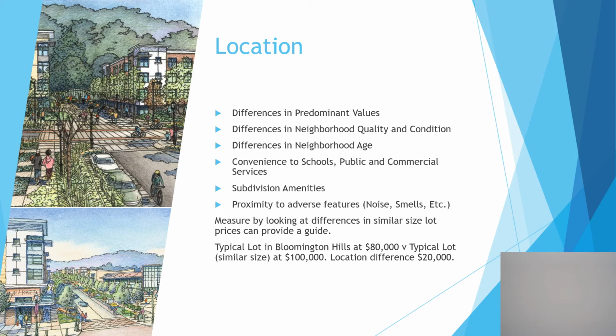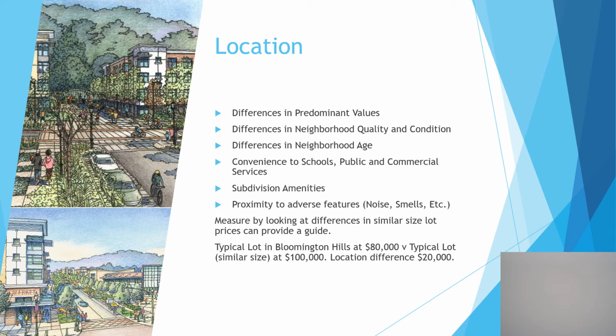in physical characteristics. So we're looking at differences in overall neighborhood quality and condition, differences in neighborhood age, convenience to schools, public and commercial services, subdivision amenities, and proximity to adverse features such as noise or smell. These differences can have a significant impact on the price that someone will pay for a property.